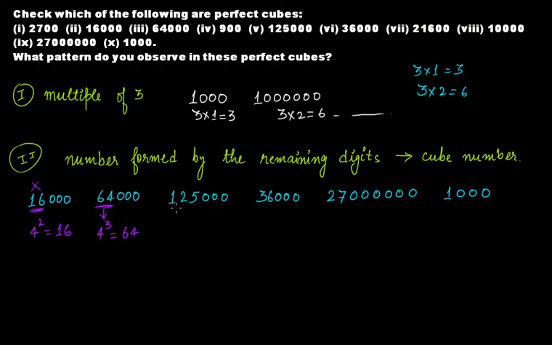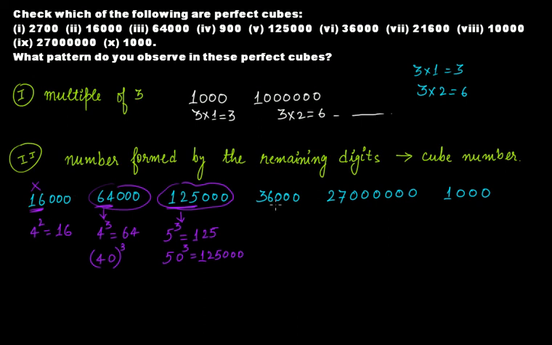Here you have the number formed by the remaining digits is 125. Is it a perfect cube? Yes, this is 5 cubed, which is equal to 125, right? So basically this whole number is a cube of 50. 50 cubed is 1,25,000. In this case, 64,000 is a perfect cube of what? Of 40, right? 4 from here, and this is 40 cubed. So 40 cubed is 64,000. Here in this case, since it is not a cube number, ignore it.